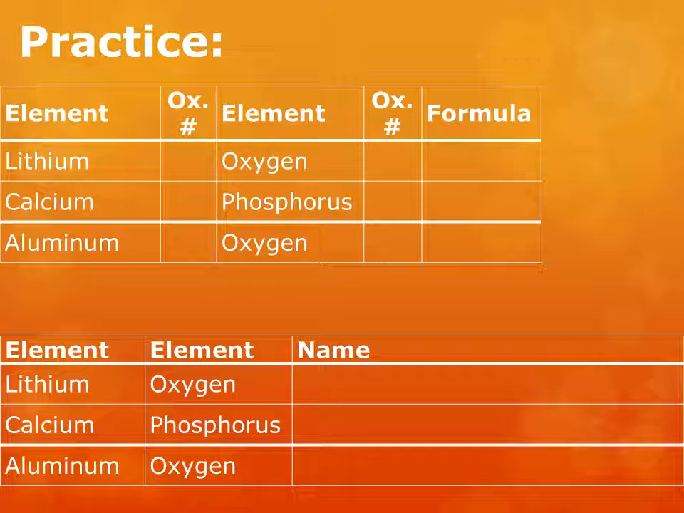Okay, let's see how you did. So the oxidation number for lithium is +1. The oxidation number for oxygen is -2. So when we write the formula, lithium has to come first, so Li. And then this 2 tells us there's 2 of them. And then we have O for oxygen. And then this 1 tells us there's 1.